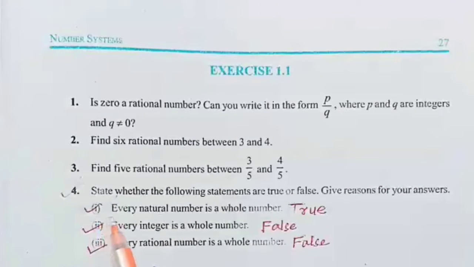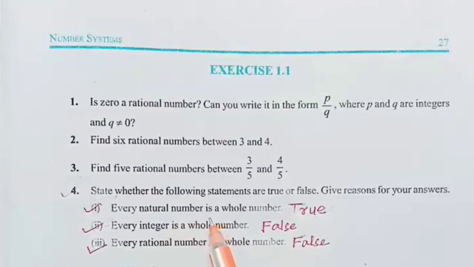Roman number 1. Every natural number is a whole number. This statement is true because what are the natural numbers? 1, 2, 3, 4, 5, etc. are natural numbers. And what are the whole numbers? 0, 1, 2, 3, 4, 5, 6, etc. are whole numbers. So in the family of whole numbers, we see the natural numbers also, except 0. So we can say that every natural number is a whole number. This statement is true.